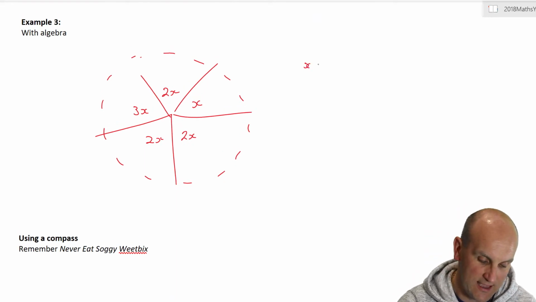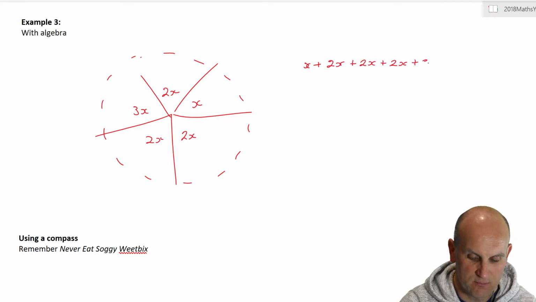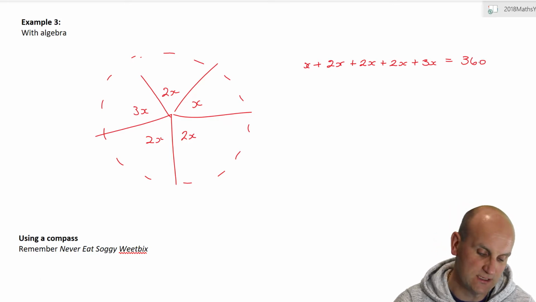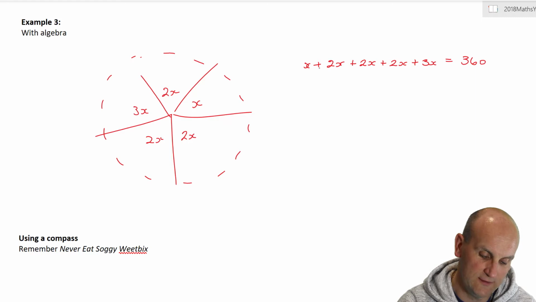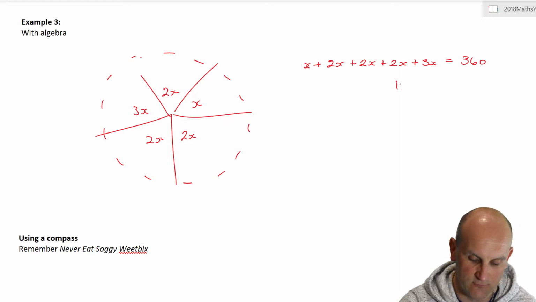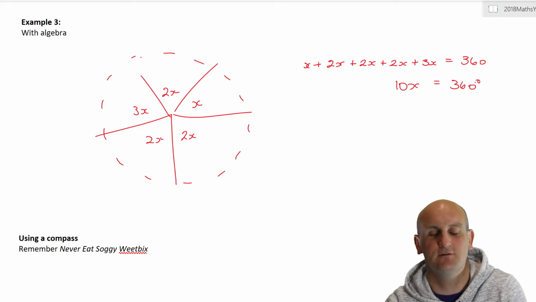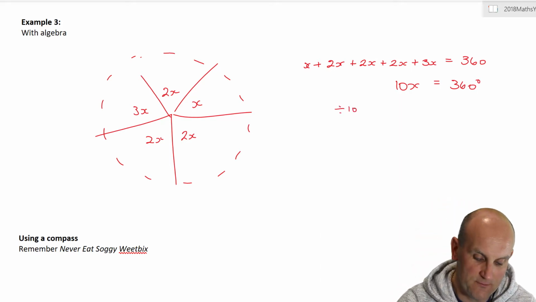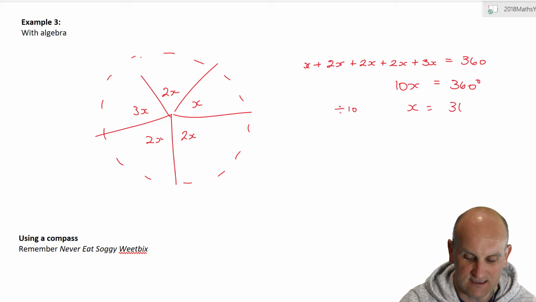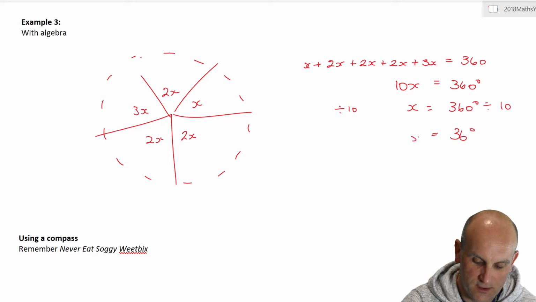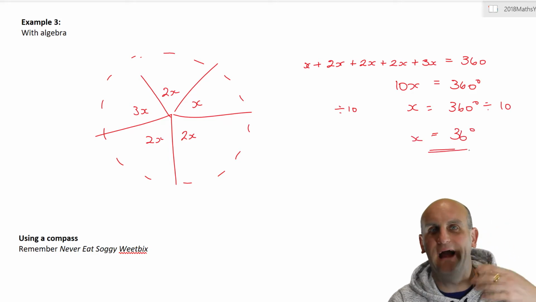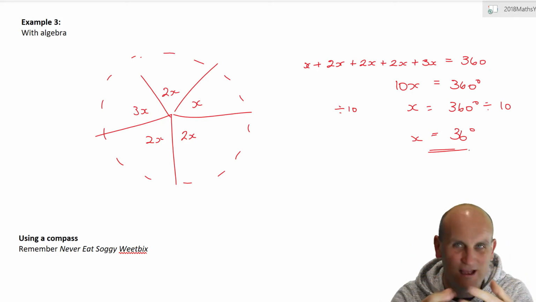So I'm going to say I've got x plus 2x plus 2x plus 2x plus 3x is equal to 360 degrees. Add those all together. So I've got 1, 2, 3, 4, 5, 6, 7, 8, 9, 10. I've got 10 x's, is equal to 360 degrees. Well, if I know that 10x is 360 degrees, I can divide both sides by 10, which gives me x is equal to 360 degrees divided by 10, which gives me 36 degrees. So I can combine algebra and this angly stuff.